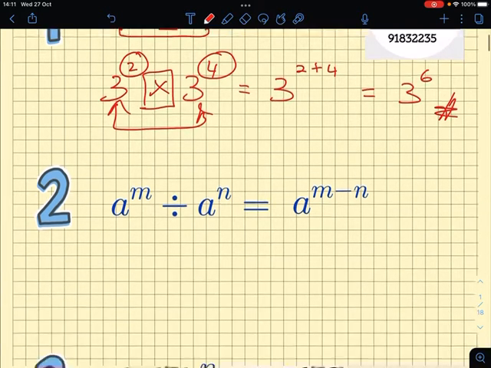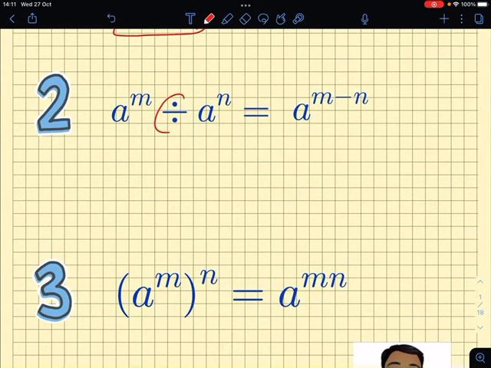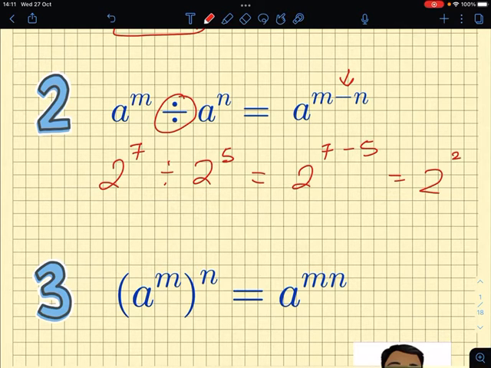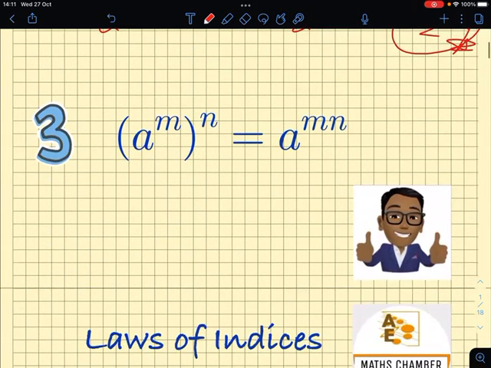Let's go to the second one. If it is divide, you're going to minus. So imagine it's 2 to the power of 7 divided by 2 to the power of 5. That will give you 2 to the power of 7 minus 5, which is 2 squared. Leave your answer in index form. Okay, the third one.